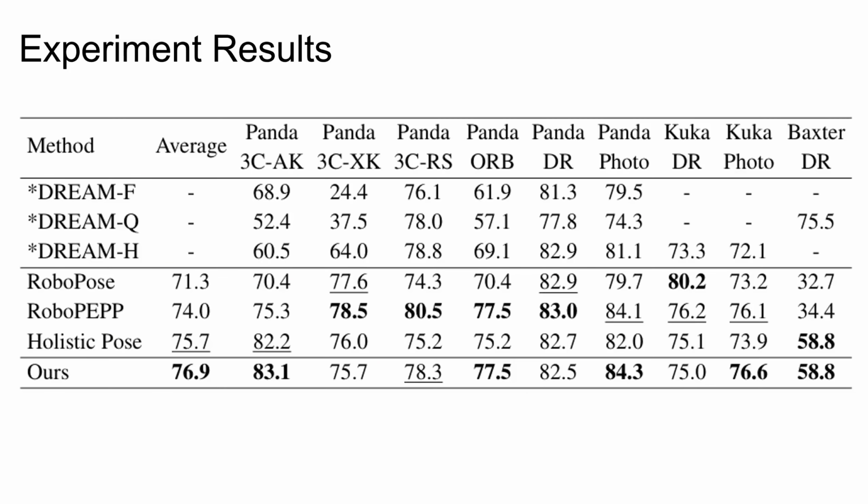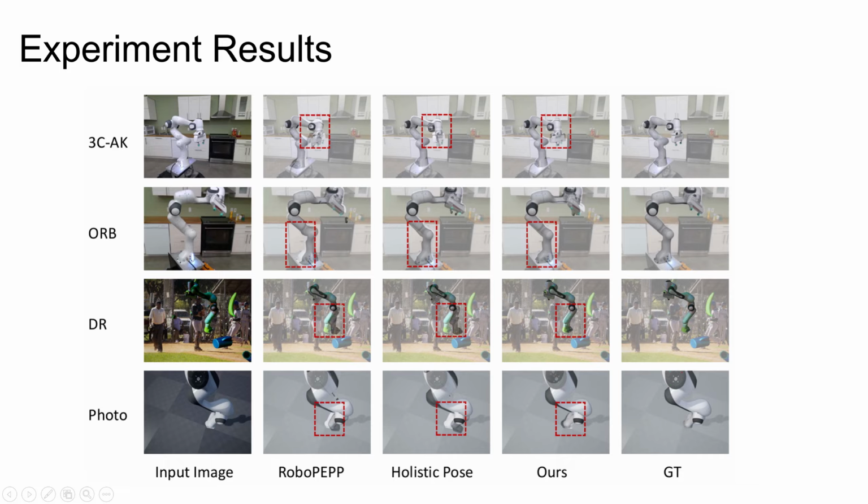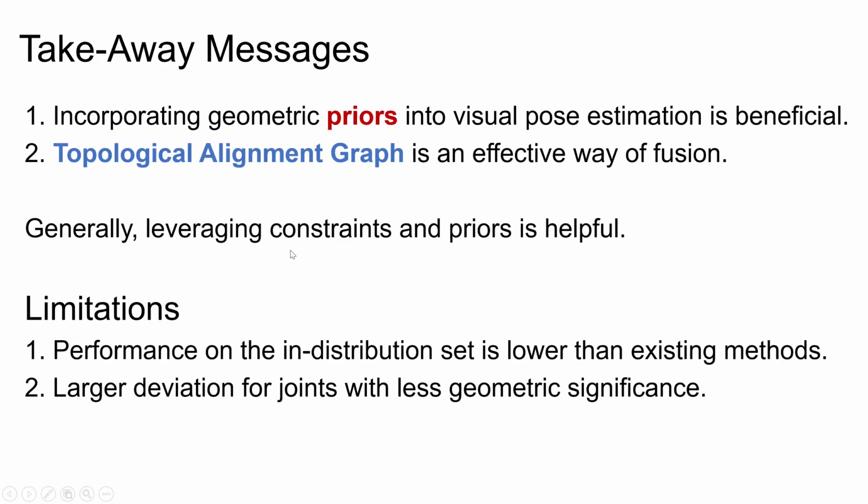Quantitative results show that we have a 1.2% growth on AUC of ADD on the DREAM dataset. And qualitative results show that we can do better on those extreme cases, achieving better stability. Takeaway messages. First, incorporating geometric priors into a visual pose estimation task is beneficial. Second, the topological alignment graph is an effective way of fusing features from different backbones. Generally speaking, leveraging constraints and priors in computer vision is helpful.